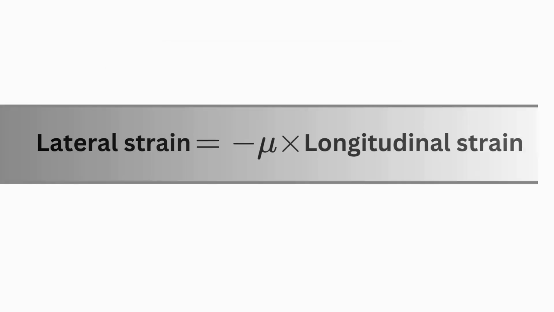If longitudinal strain is tensile, then the lateral strains will be compressive. If longitudinal strain is compressive, then lateral strains will be tensile. So we can say, lateral strain is equal to minus μ multiplied by longitudinal strain.